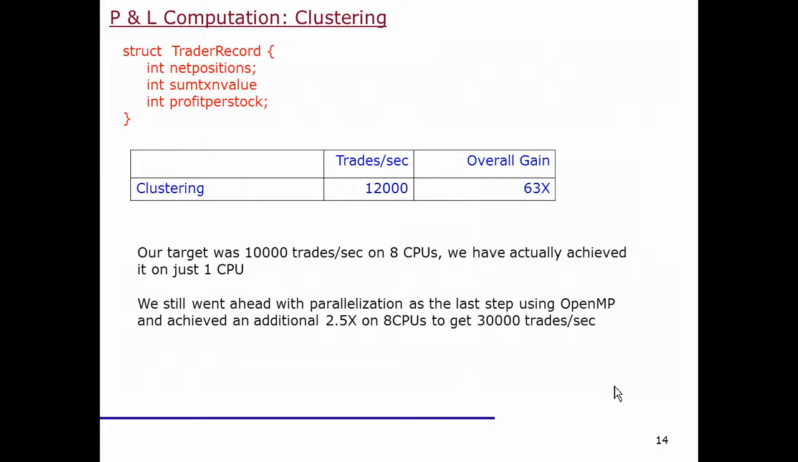And just for the kick of it, we took this 12,000 trades per second. We decided we'll take the single thread and parallelize it right now using OpenMP with a very simple pragma directive, and we were able to get, without much effort, another 2.5x increase, so that we effectively landed up with 30,000 trades per second on 8 CPUs.